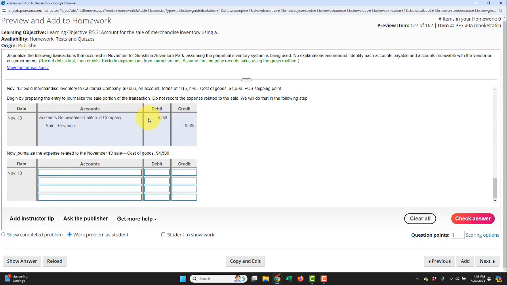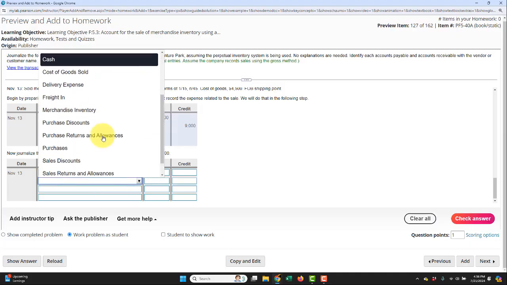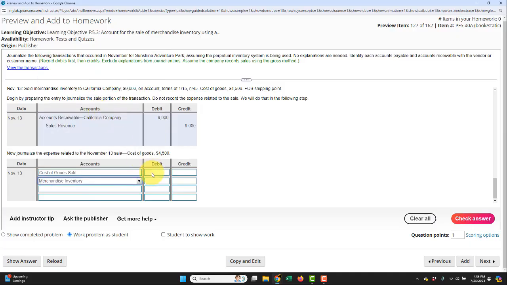Okay, so now we're just going to record the related cost of goods sold, and we're going to credit merchandise inventory. Chapter 6 is all about how this cost of goods sold gets calculated. It's not as straightforward as you think, but for Chapter 5, we're just being told what it is.